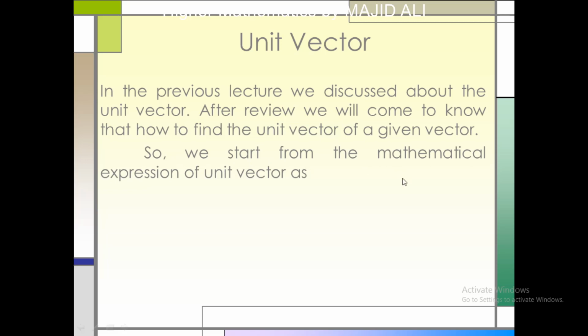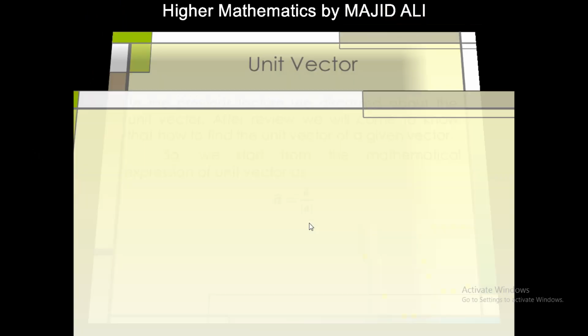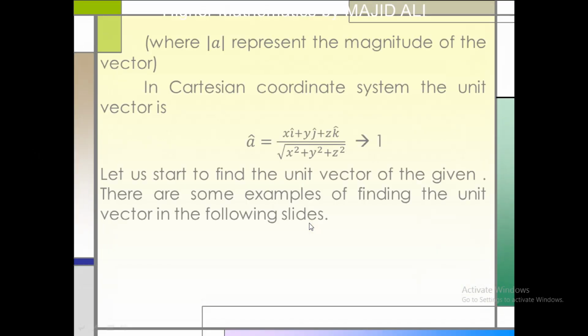So we start from the mathematical explanation of a unit vector. We know that a unit vector, a hat, is equal to the vector divided by its magnitude. Here, in the Cartesian coordinate system, the unit vector can be defined by equation 1. This is a hat, which is also called the unit vector of a, which is equal to xi plus yj plus zk. Xi, yj, zk are the components of the vector along the x-axis, y-axis and z-axis. Here is the magnitude, square root of x square plus y square plus z square.